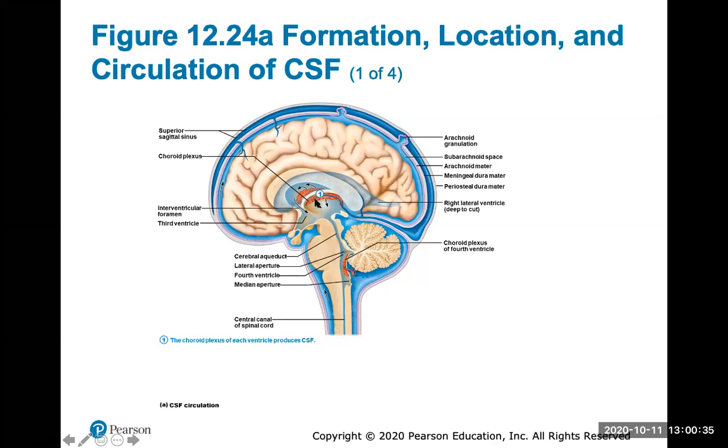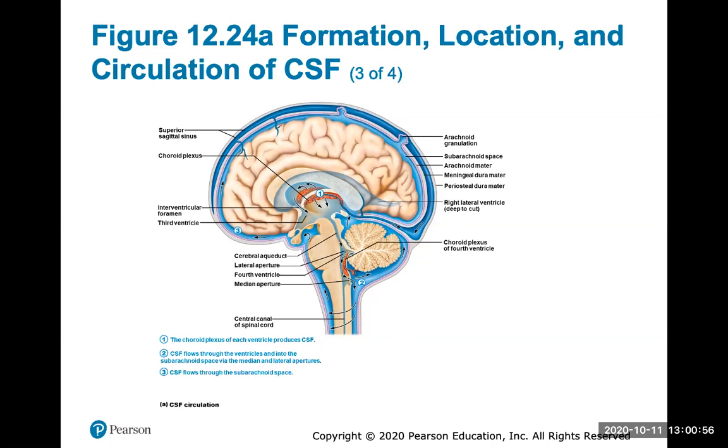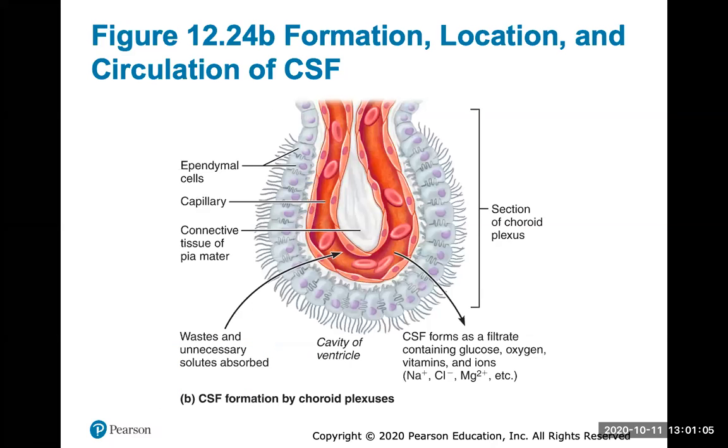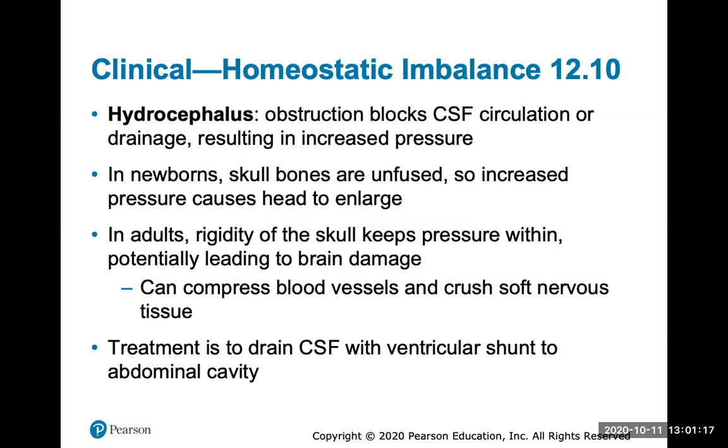You can see here, number one, this is showing the formation of CSF. The choroid plexus, which is found in the roof of each ventricle, will produce the cerebrospinal fluid, and then that CSF will flow from the ventricles into the subarachnoid space, which is the space in between the meninge layers. The CSF will then flow through the subarachnoid space and get absorbed through different sinuses via the arachnoid granulations. And this is showing how the capillary of the choroid plexus forms the CSF, and then it gets filtered through these ependymal cells.